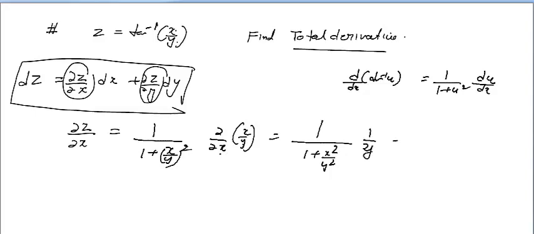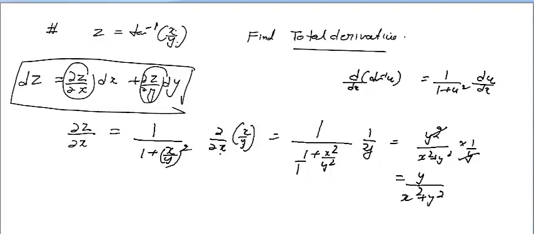So you will take the LCM. y square will be in the numerator, x square plus y square. You have 1 over y. This will cancel out. You are getting y over x square plus y square.